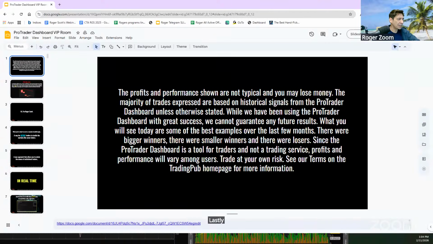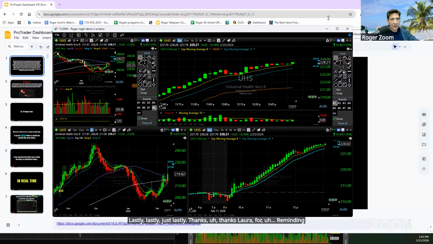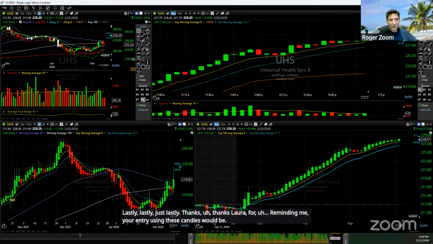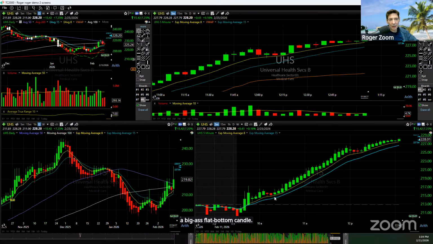Lastly, thanks Laura for reminding me. Your entry using these candles would be a big flat bottom candle, and if it's a small baby flat candle, then you wait for a second confirmation. If you have a big candle like this, you take it. So if all candles look like this and your first green candle looks like this, you take it. But if it's a baby flat bottom candle, you wait for a second confirmation.